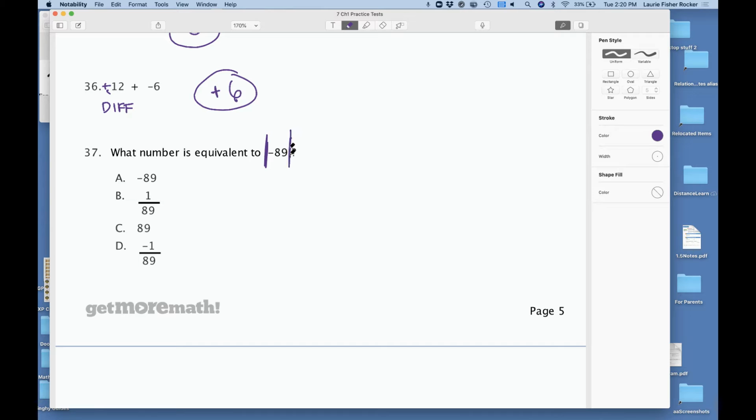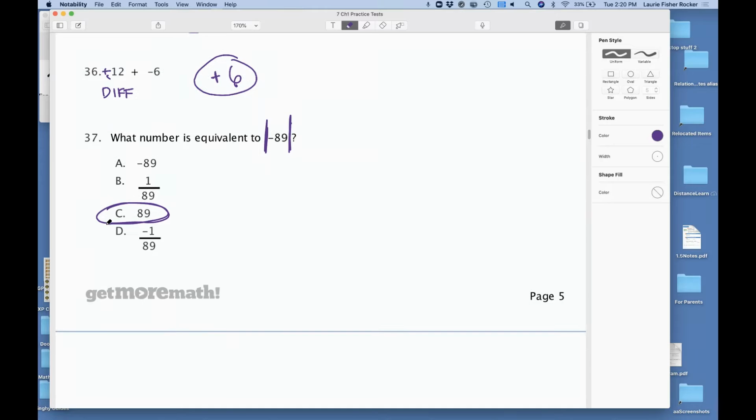Absolute value of negative 89. Oh yeah, that's 89, so you just go to C. There's a distance from negative 89, so if it's 0, and I had negative 89, how far is that? That's all that's asking, 89. That's why distance is always positive. Absolute value is always positive.